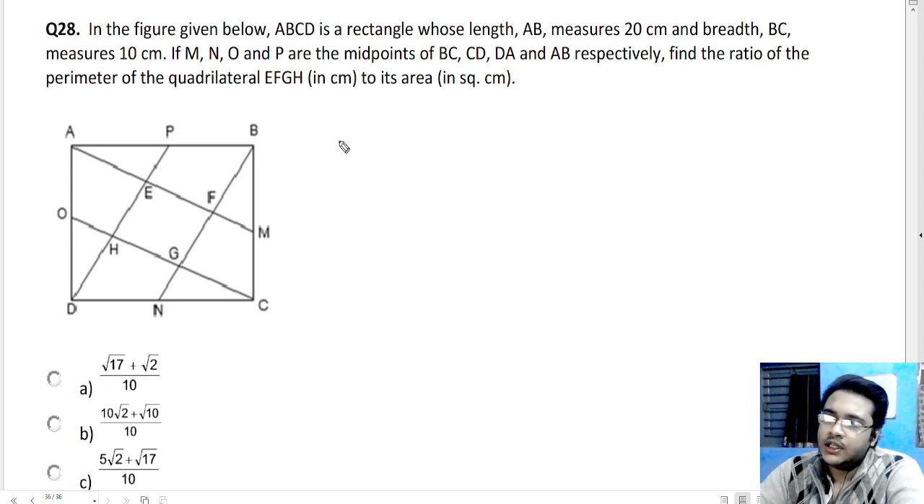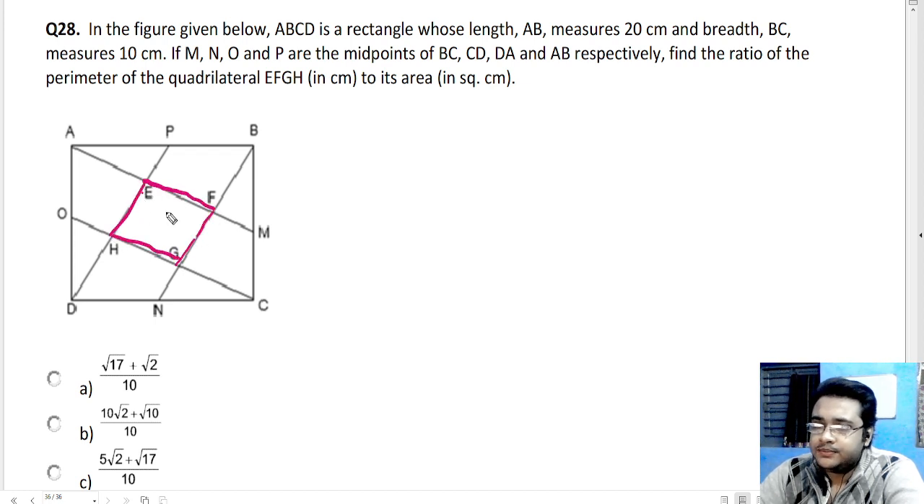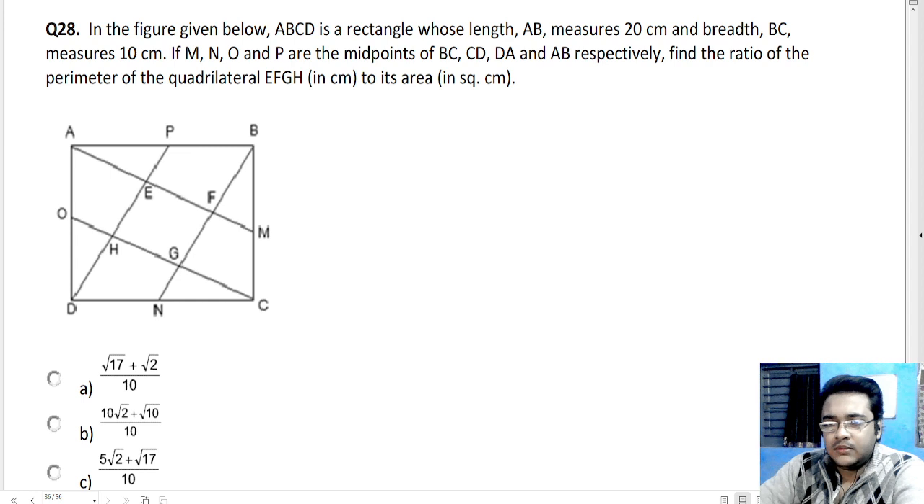We have to find out the ratio of the perimeter of this part EFGH by the area of this part EFGH, which is a quadrilateral, of course. Now, there are many things that come into my mind right now. One thing that I am particularly thinking is that the perimeter I'll be able to calculate using BPT. What about the area? So let me talk about the area first.